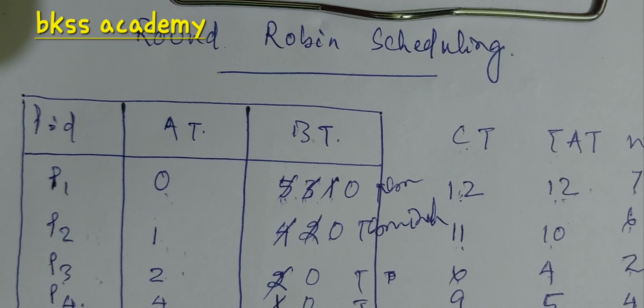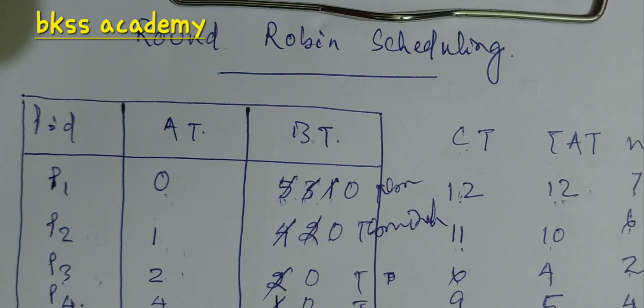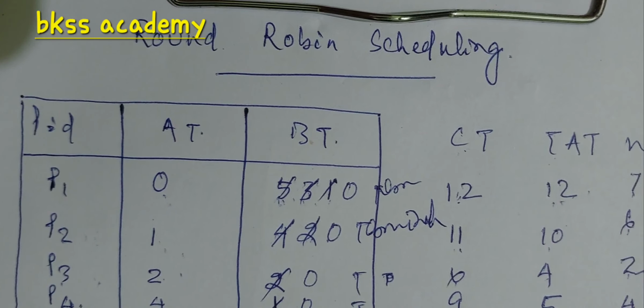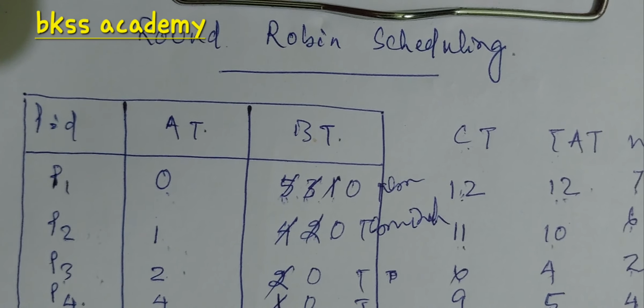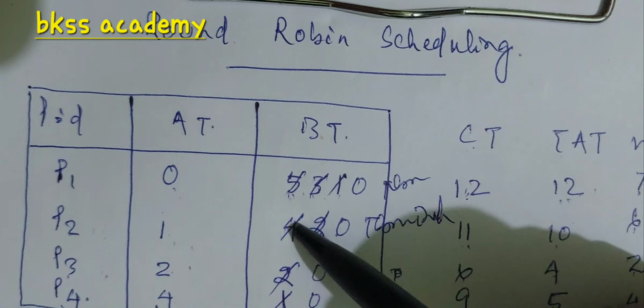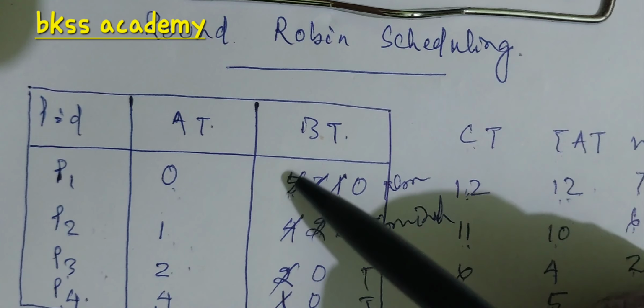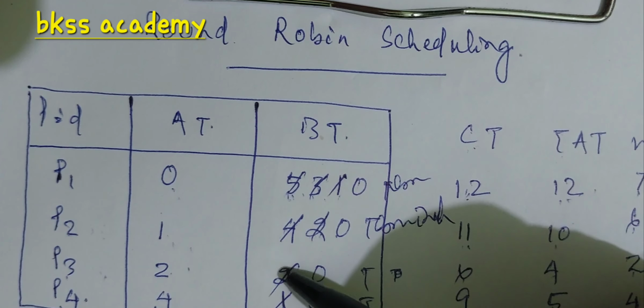In the ready queue, the processes will be ready for execution, and the process which will be executed will be in the running queue. So one question is given here: four processes are there. Arrival time and burst time are given. That is 5, 4, 2, 1. These are the burst times.